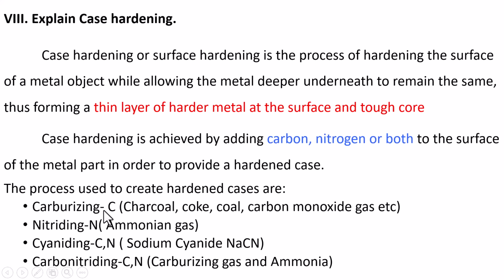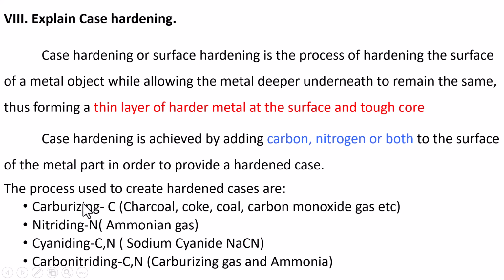In the case of carburizing, we are adding carbon to the surface of the material. In the case of nitriding, we are adding nitrogen to make it hard. Cyaniding uses both carbon and nitrogen. Carbonitriding also uses both carbon and nitrogen.